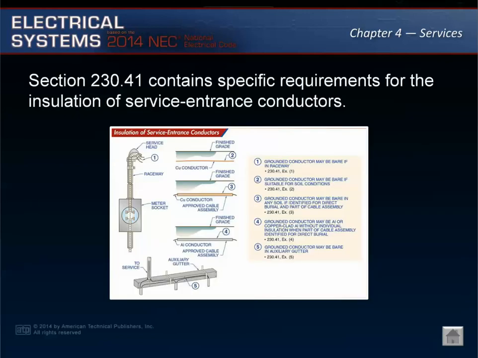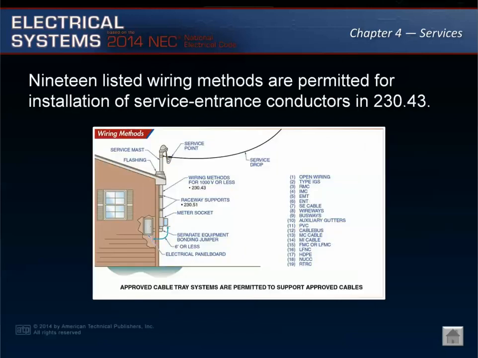Section 230.41 contains specific requirements for the installation of service entrance conductors. Per Article 230.41, all ungrounded conductors that are used as service entrance conductors shall be insulated. The service entrance conductors shall be suitable for the atmosphere in which they are installed. Service entrance conductors are not permitted to be covered conductors.